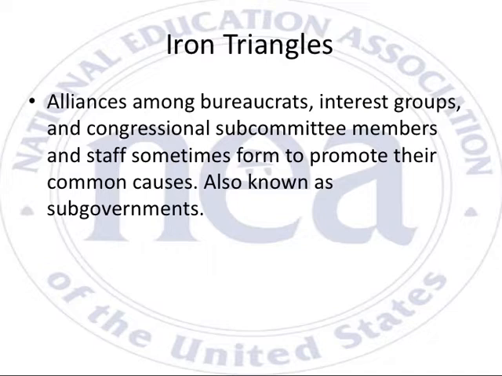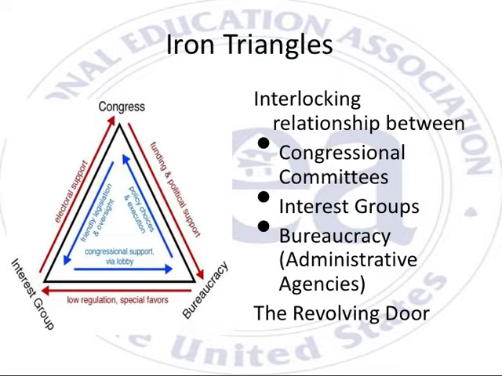Iron triangles then. Iron triangles are alliances. We've discussed this a little bit between bureaucrats and the bureaucracy, interest groups, and the congressional subcommittee members, so different committees within Congress, and they promote different common causes. It's the relationship between those three. I can see the arrows go both ways, whether it's funding and political support or maybe some regulation, also oversight, and interest groups are always trying to lobby.